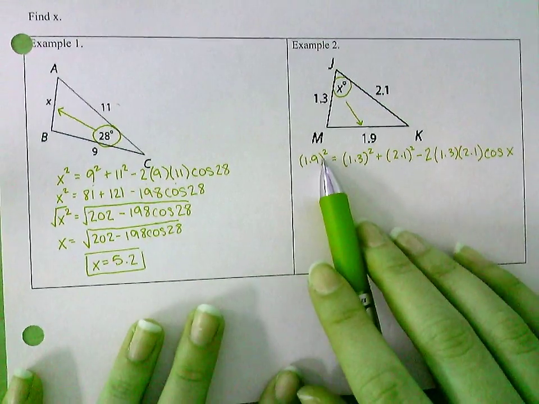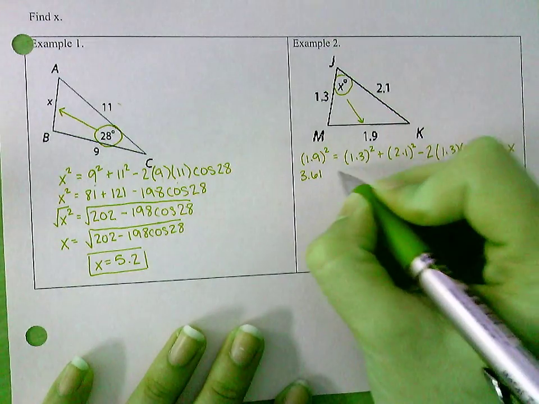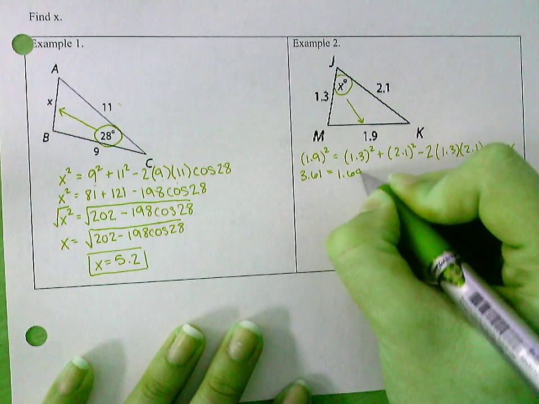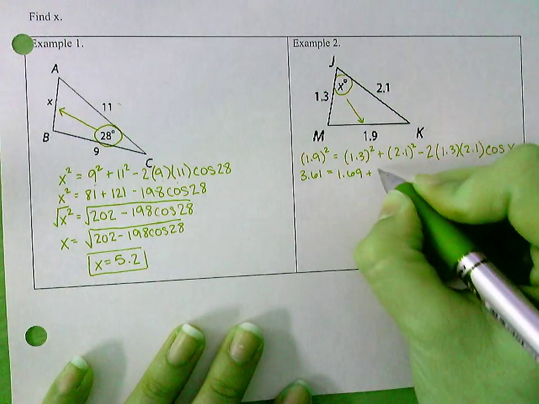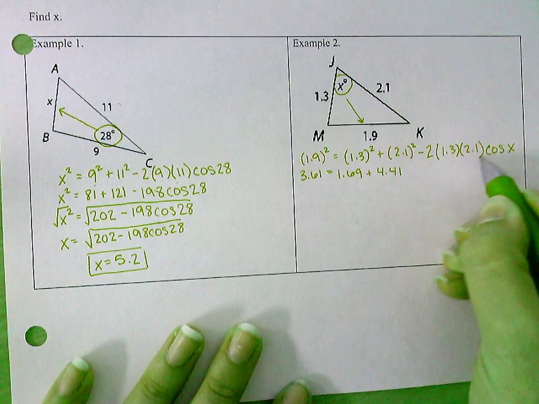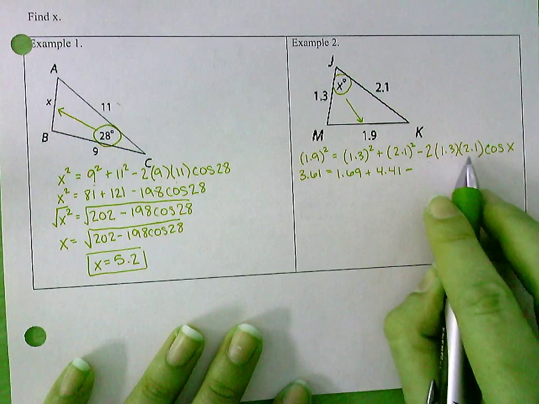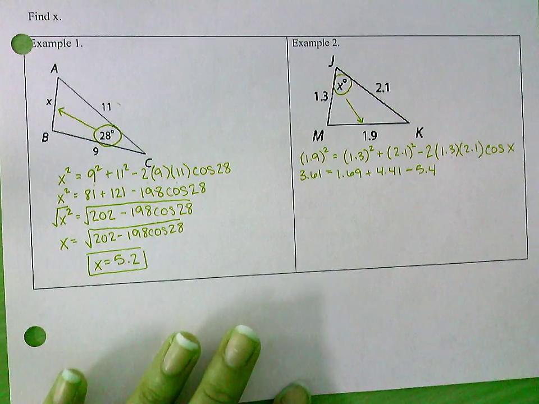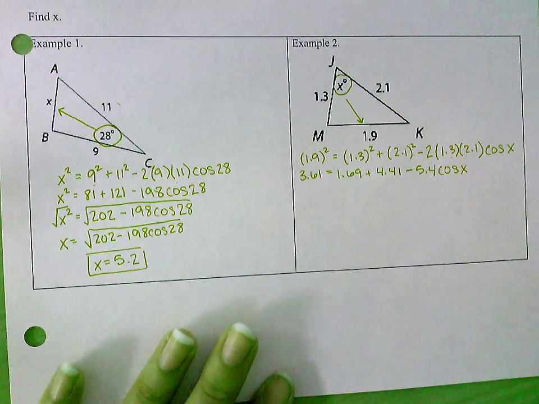So I can take 1.9 and square it. That is 3.61. I can take 1.3 and square it. That is 1.69. I can take 2.1 and square it. So I have 4.41. I can multiply all three of these numbers together. So I'm subtracting 2 times 1.3 times 2.1. That is 5.4. Then I still have this cosine of x.